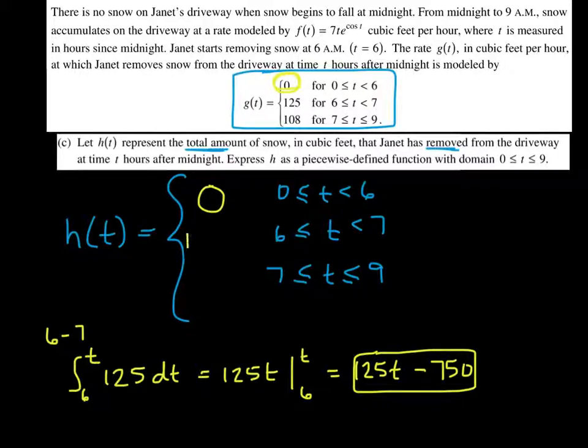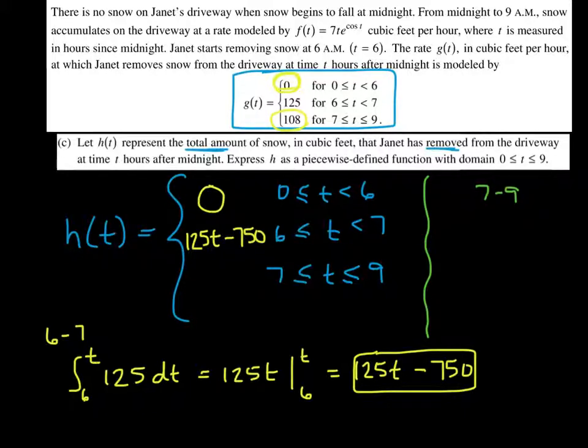So I'm going to go ahead and put that in here, 125t minus 750. All right, now from 7 to 9, she's removed it at a rate of 108. But this one's a little trickier, so I'm going to do some work over here. From 7 to 9, she's already removed a certain amount. Add on to that the amount that she removes over the next 2 hours. Well, how much has she removed?